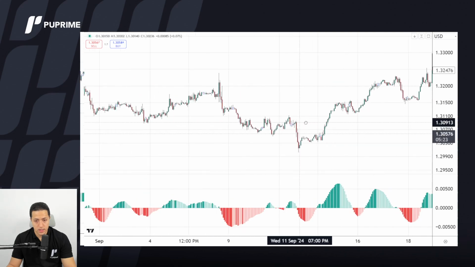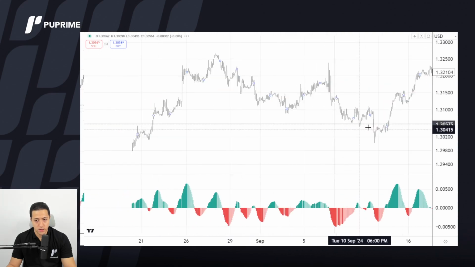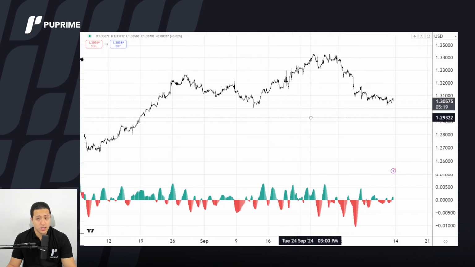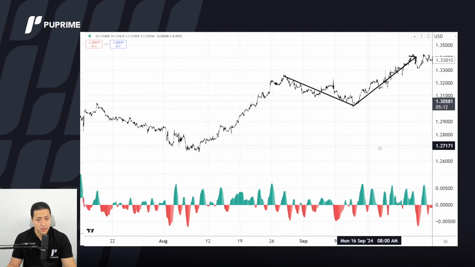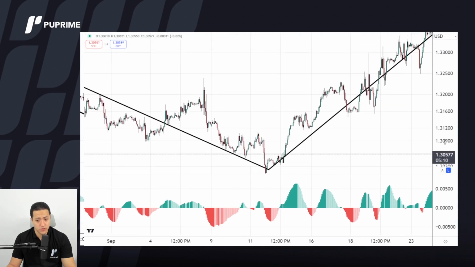Okay, that's a bullish divergence here. Simple. It didn't take me long. It's the pound versus the dollar. And you can see this downward trend before moving higher. Let's see if there's some sort of divergence here.